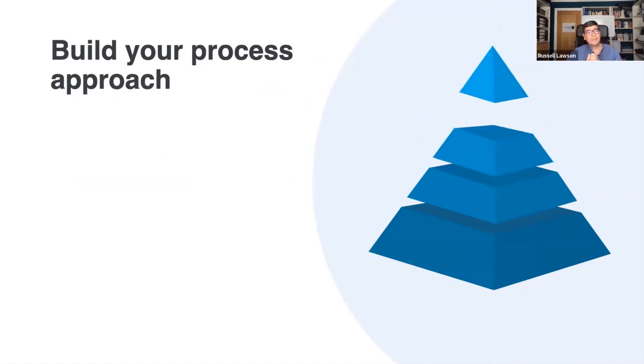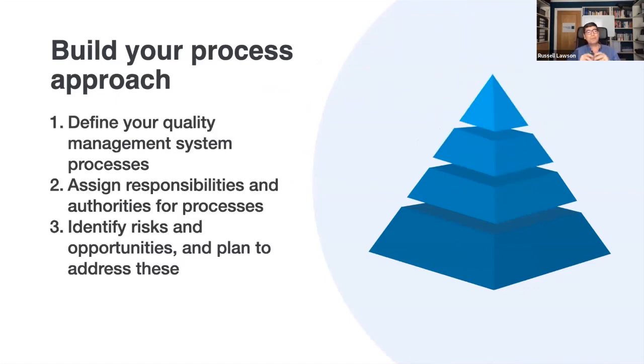Then we look at building your process approach. So when building your process approach, there are three key things that you need to do. Firstly, define your quality management system processes. So as we just discussed, ISO 9001 does not provide you with a list of core quality management system processes that you have to include. You need to determine these yourself.